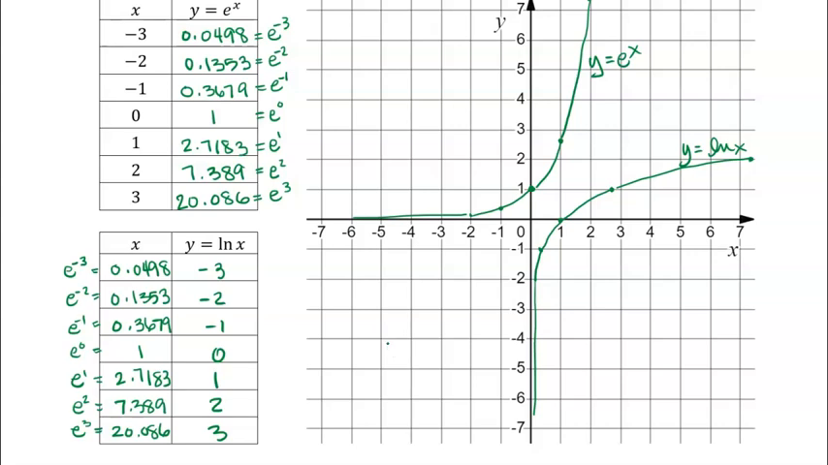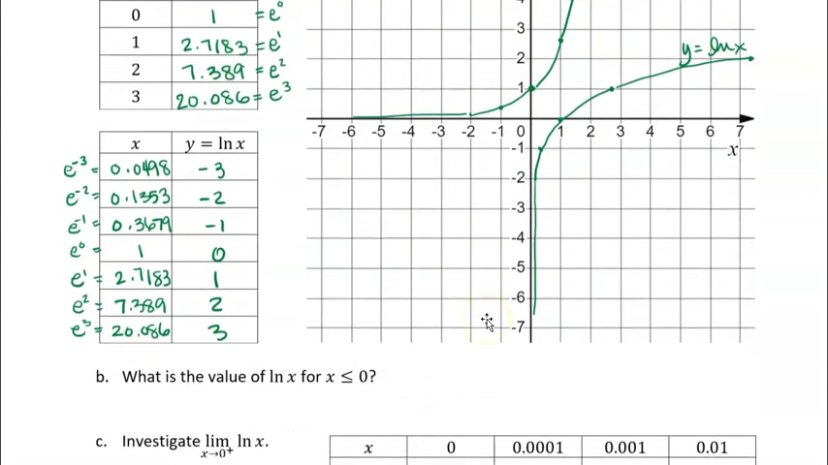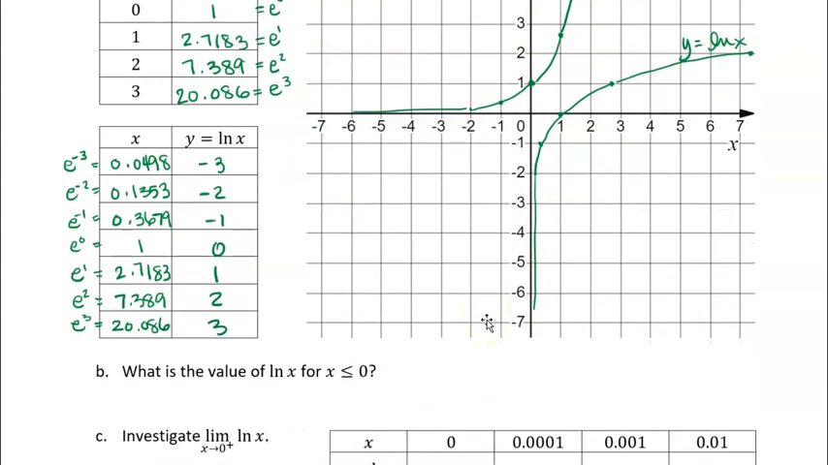So you can see the horizontal asymptote. As x approaches negative infinity, e to the x goes to 0. Now, notice that the natural log has a vertical asymptote. So let's take a look at these questions down below. What is the value of ln of x for x less than or equal to 0? The question is, can we put in something less than or equal to 0 into the natural log of x? No, we can't. Those values don't exist.